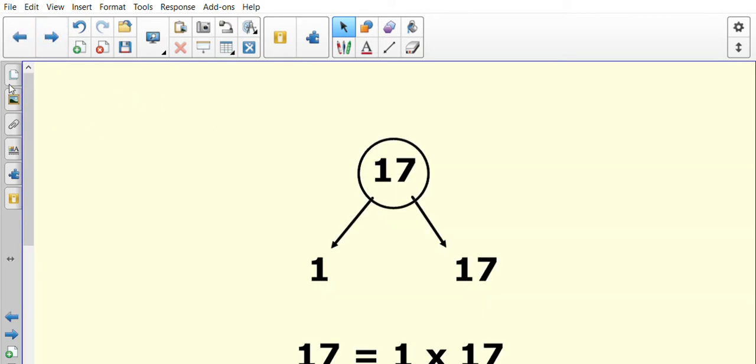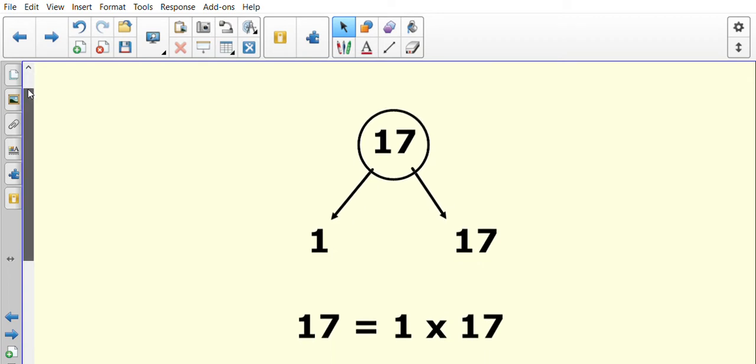So the number 17, that's just a prime number. Okay, so I just wanted to demonstrate again what a prime number was. So 17 can only be made up of 1 and 17. Okay, so that's why that is called a prime number, because it only has two factors, the number itself and the number 1.